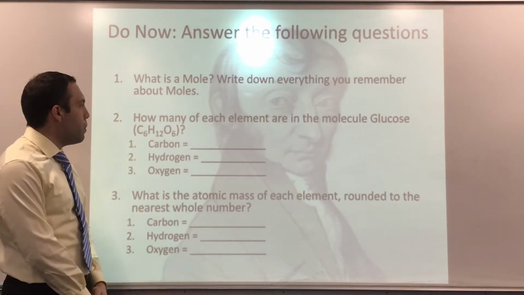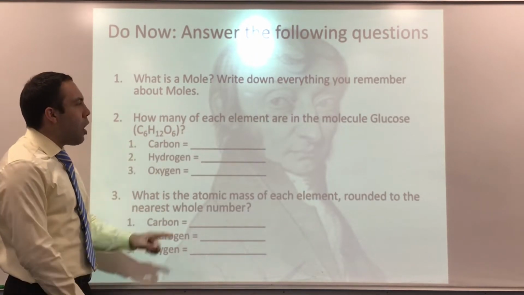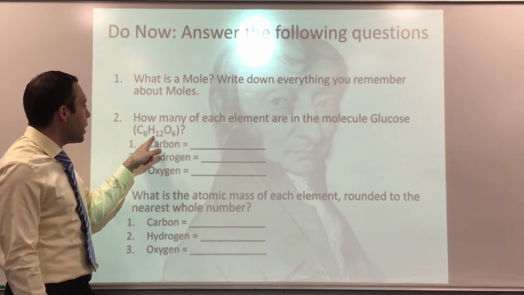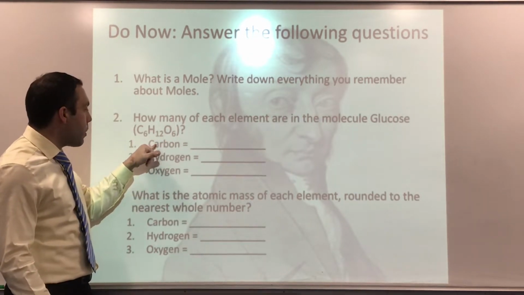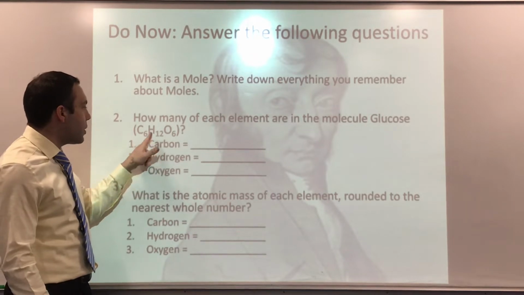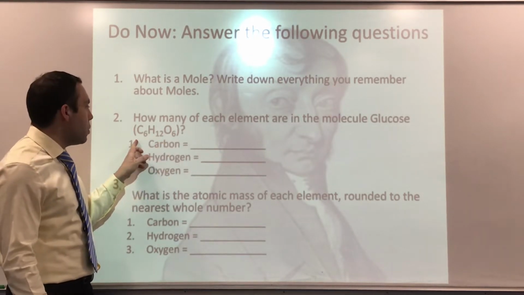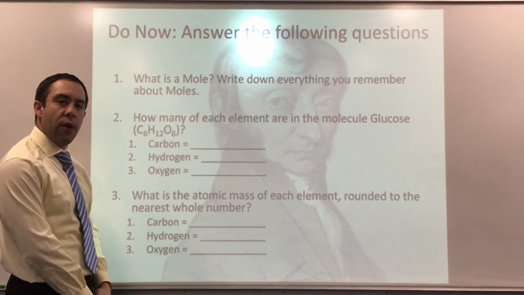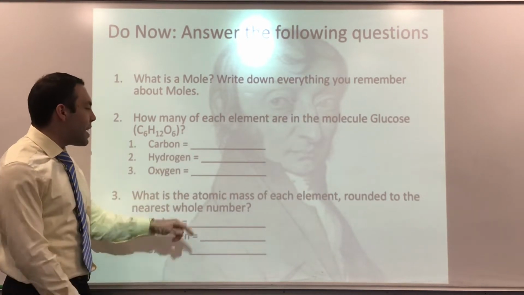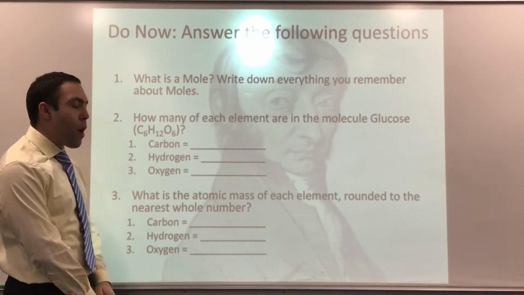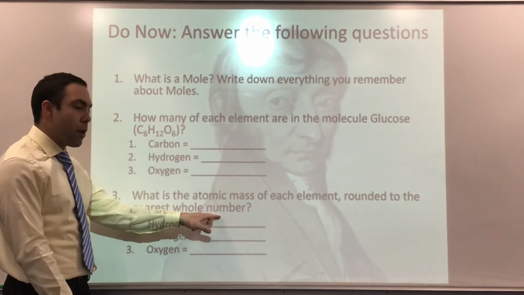For question 2, how many of each element are in the molecule glucose, C6H12O6? So count up the number of carbons, number of hydrogens, and the number of oxygens in the molecule glucose, C6H12O6. For the last question, what is the atomic mass of each element rounded to the nearest whole number?